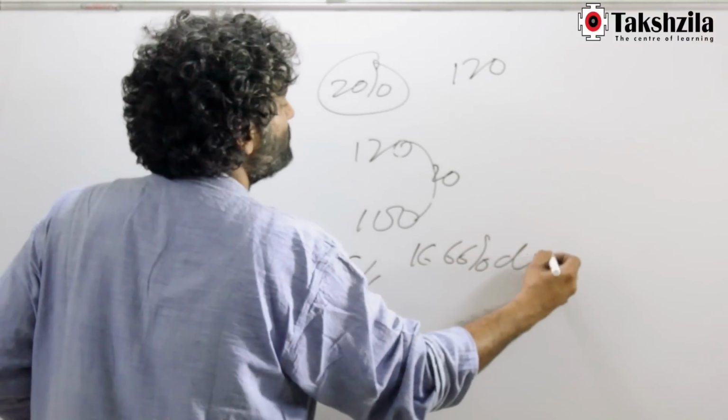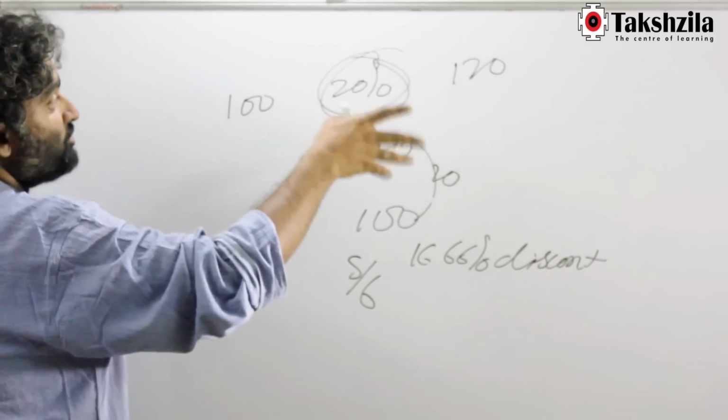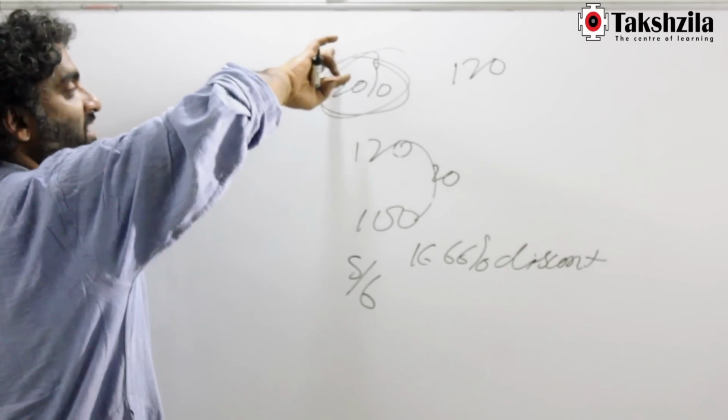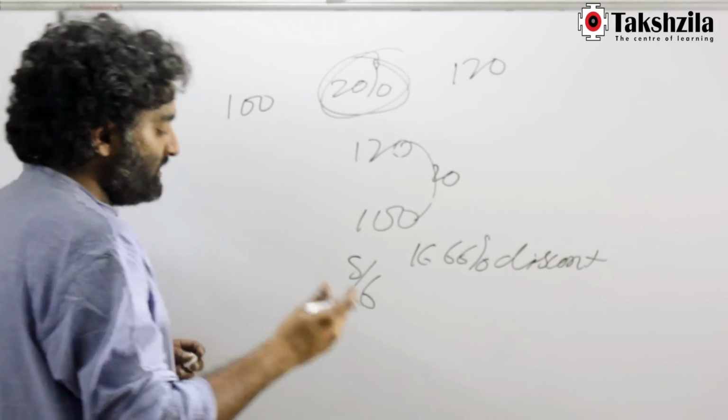16.66% discount. So don't use it directly as 6 by 5, or if you want to use it directly, flip it, 6 by 5 becomes 5 by 6. We have already done inverse variation with the same thing happening here, okay.